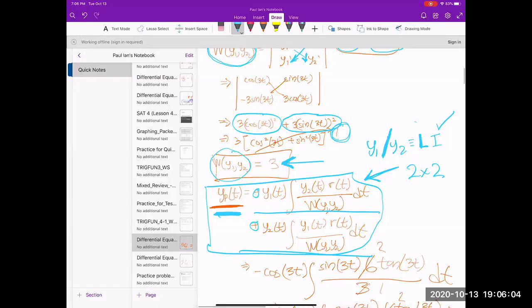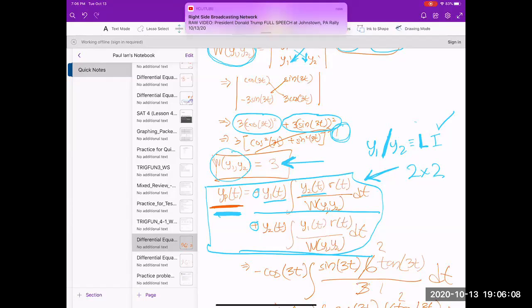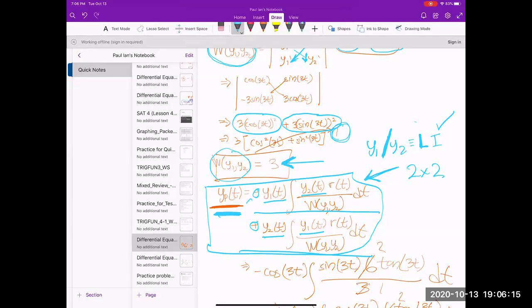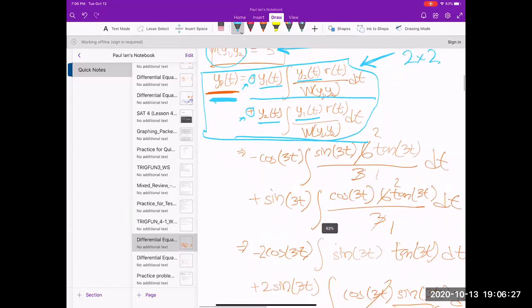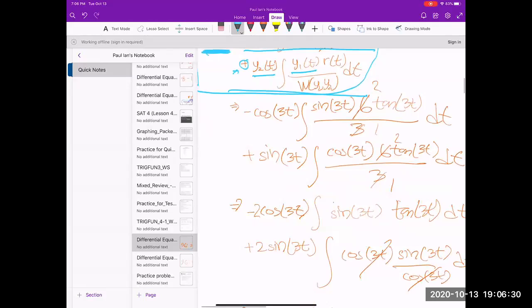This guy's outside, this guy's inside. This guy's outside, this guy's inside. You just switch them. Everything else is the same, and then this guy, obviously, the sign of them. Just remember it that way, so you don't have to think, oh, what was that again? With that, now you just plug and chug and see if you get a solution.